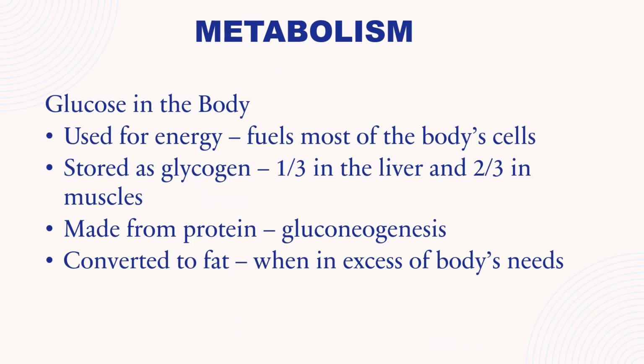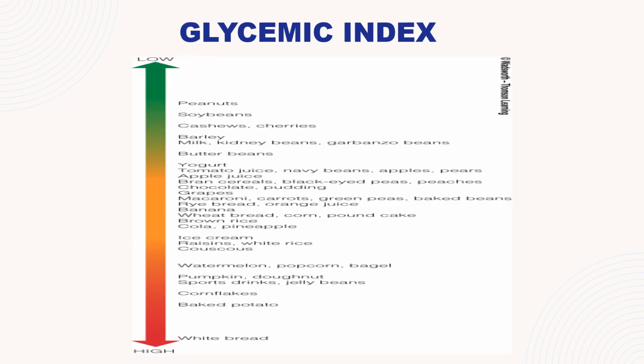Metabolism. Glucose in the body is used for energy and fuels most of the body cells. It is stored as glycogen, one third in the liver and two thirds in muscles. It can be made from protein, which is known as gluconeogenesis, and is converted to fat when in excess of the body's need. This is the glycemic index, low to high. We can see peanuts have the lowest glycemic index and white bread has the highest.